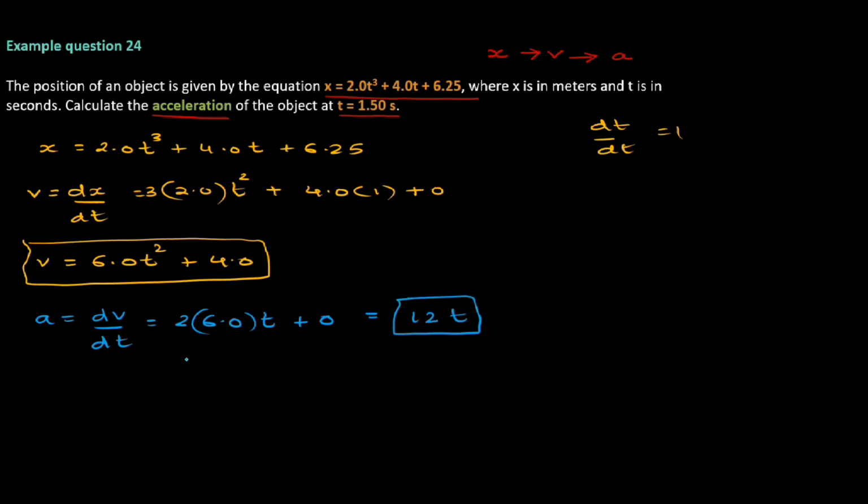Once I find the acceleration function, now I can calculate the acceleration of an object at t equals 1.50 seconds by just substituting for t. So we get a as 12 times, in place of t, I will write 1.50. And when you solve this, you get the acceleration as 18 meters per second squared. So this is the acceleration of the object at t equals 1.5 seconds.